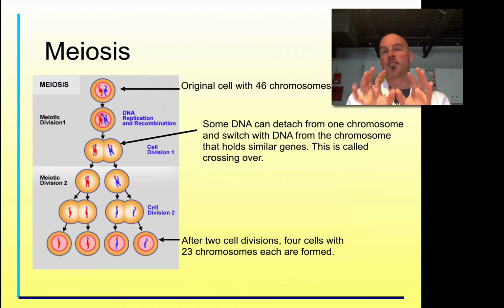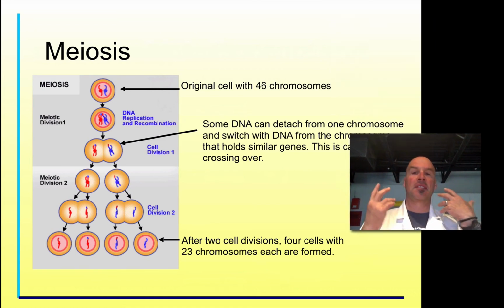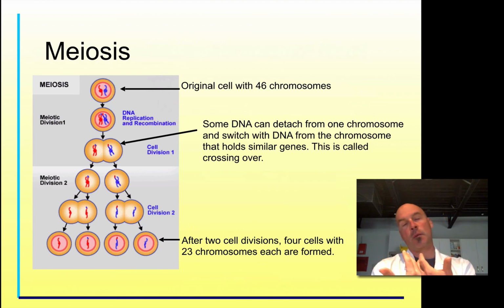All right. Meiosis. Knew where we were headed on this one. Here you've got the original cell with 46 chromosomes. Some DNA can detach from one chromosome and switch with DNA from the chromosome that holds similar genes. This is called crossing over. So when they come over, you've got that synapsis and crossing over. After two cell divisions, 4 cells with 23 chromosomes are formed from there. So you have just the right amount of chromosomes when they come back together, 46.